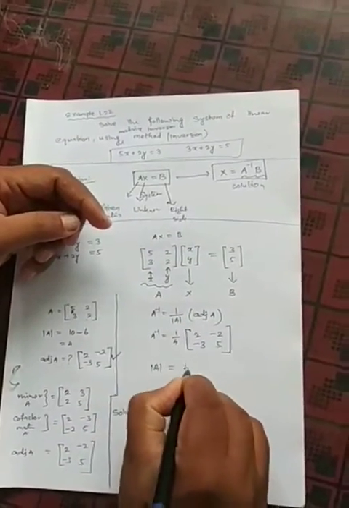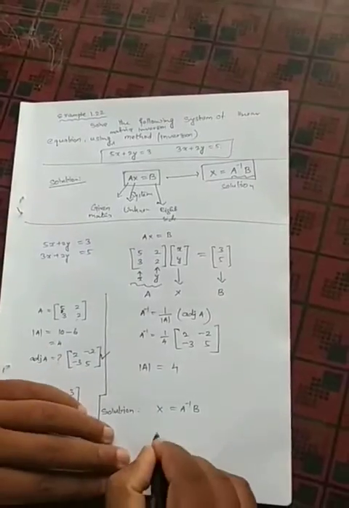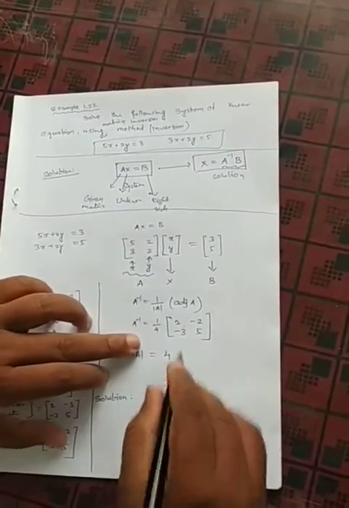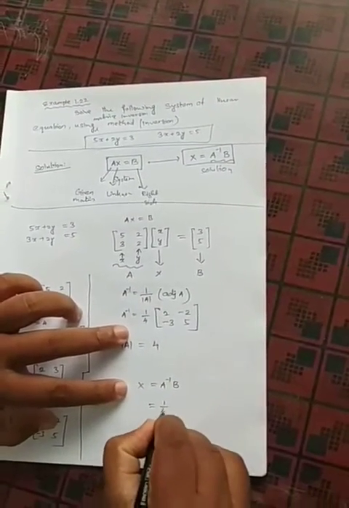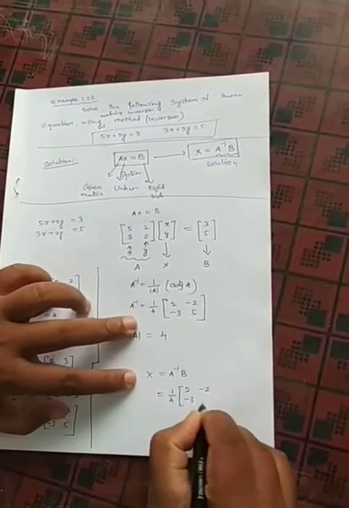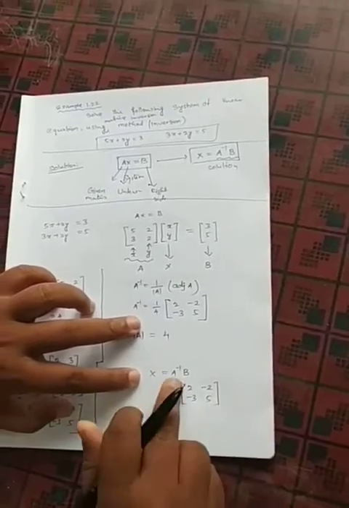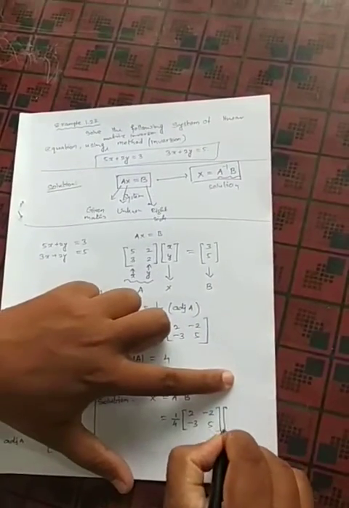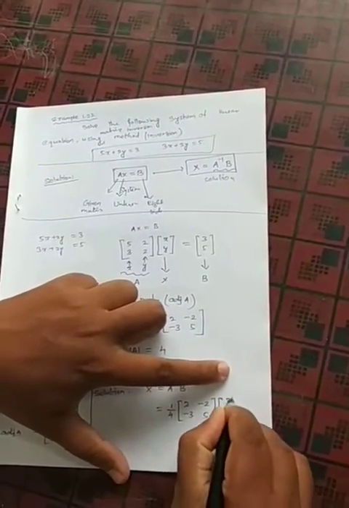I am getting 4. Adjoint I got it. I just substitute it here. A inverse is 1 by 4, that is 2, minus 2, minus 3, 5 you will get. Multiply B. B matrix is what here? 3 and this is 5.